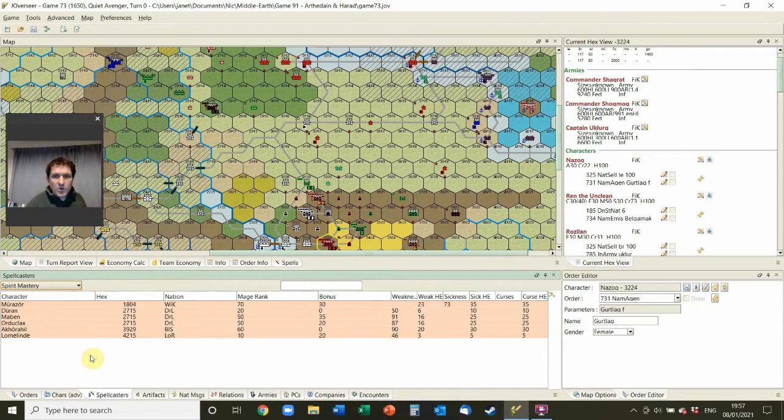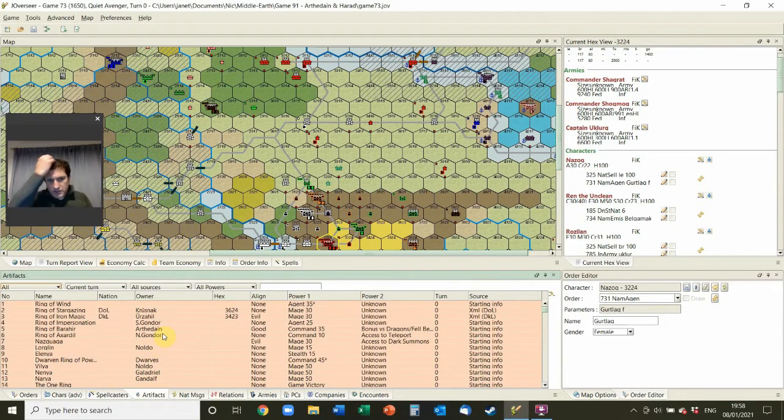Okay, so you're wanting to know what the state of play is with Spirit Mastery, and you can pull this up and see that these are the named characters. Murazor, that's the Witch King to you and me, and it tells you where they are, their nation, what their mage rank is, what their bonus is. So if they've got an artifact, that gives you a bonus, and then the different spells, so weakness, sickness, and curses, and what their casting rank is. So there's a good mix of things you can look for there.